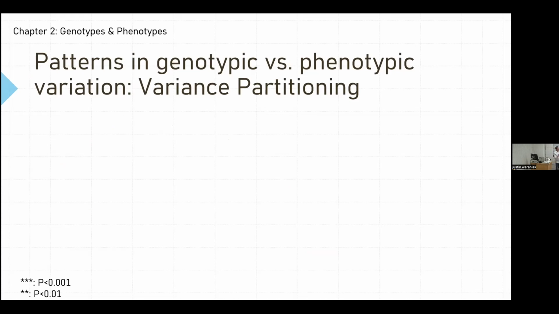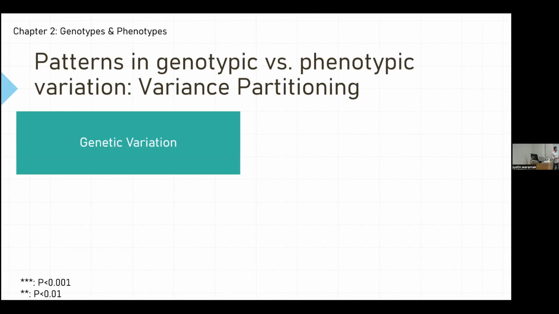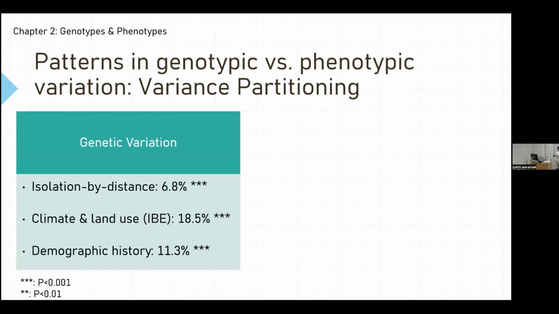And again, we're looking at variance partitioning. So when we look at genetic variation, what is the importance of each of those patterns that we see? We see that they're all pretty important. Our isolation by distance explains about 7%. Our isolation by environment, almost 20%. Your demographic history, a little over 10%.